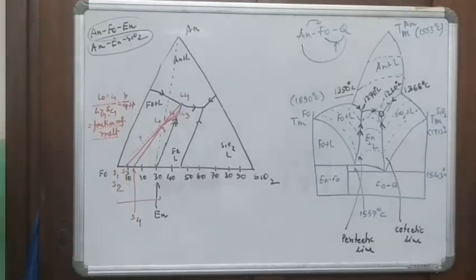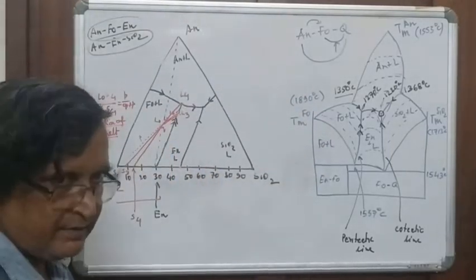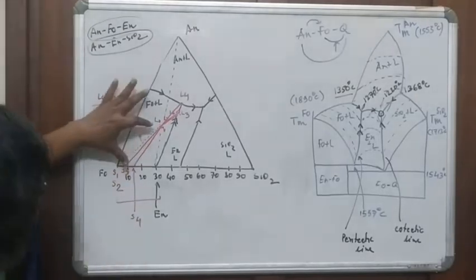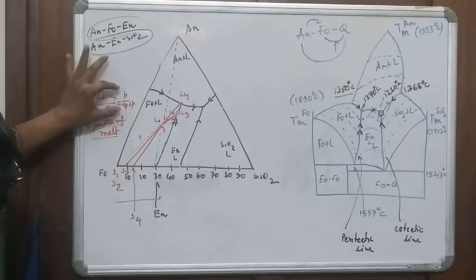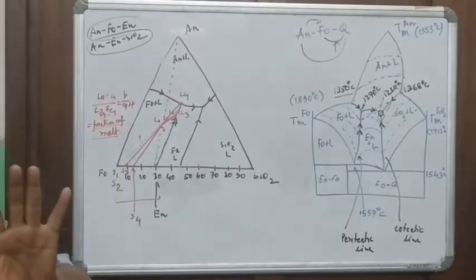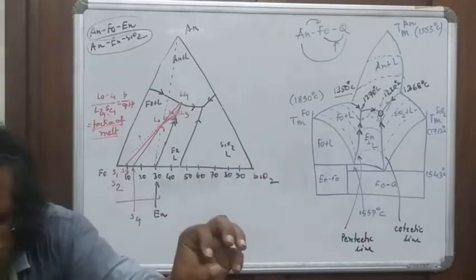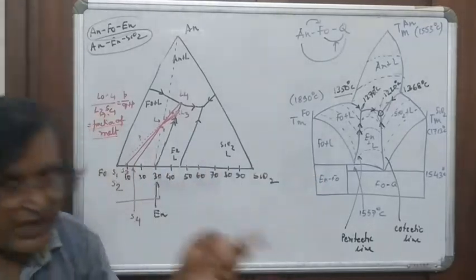So what is in equilibrium now? In equilibrium now you have a melt. What is its proportion? This is its proportion. P by P plus Q is its proportion. Right? So I know the proportion of melt and I know the proportion of solid. And the melt is in equilibrium with forsterite and enstatite.